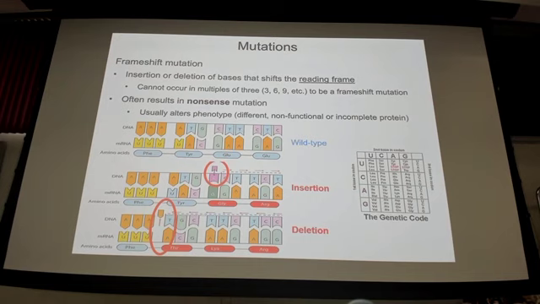Yeah. And what do you mean when it says cannot occur in multiples of 3? Is that like 3 adenines get taken off at the same time, or 6 of them get taken off at the same time?